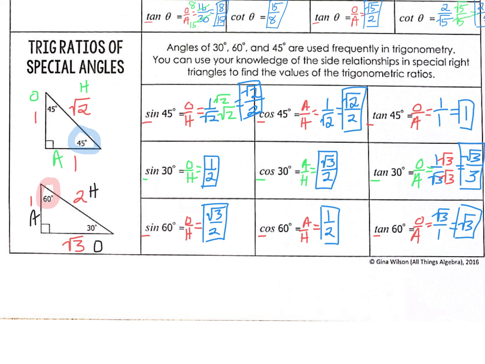All right, so that is all we have for today. So for today, you're going to do the rest of the homework sheet from last night, which is going to be questions 7 through 16. All right, let me know if you have any questions.